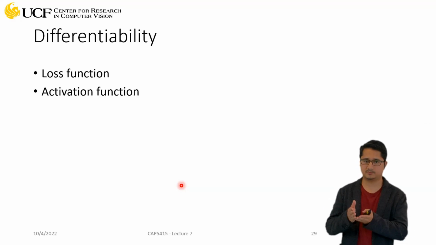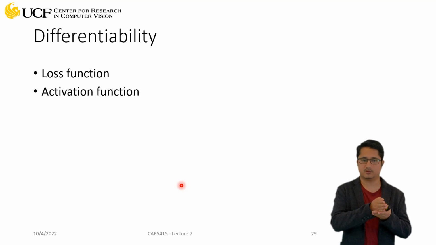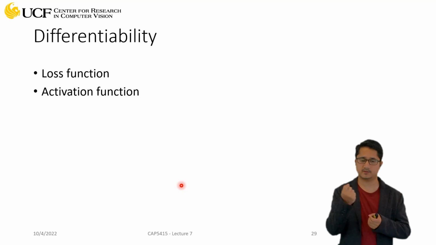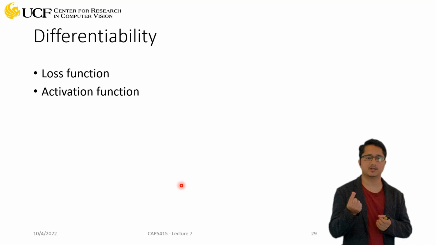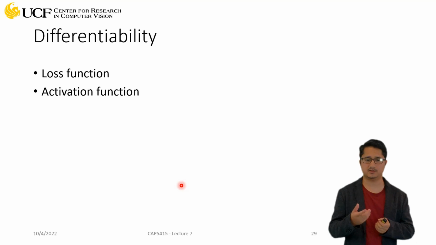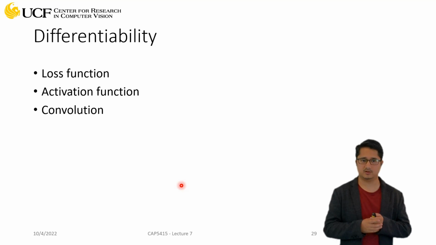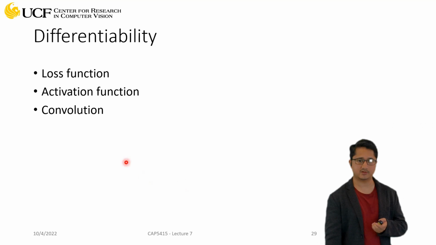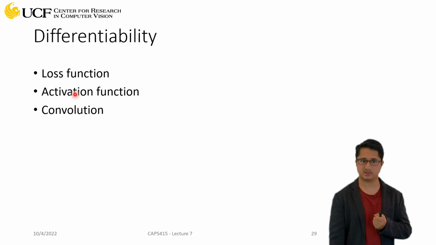Not just that, as you move further down in your network, because you are going to find the gradient of your loss with respect to those parameters, everything inside your network should be differentiable. That's the only way you will be able to find those gradients, because you can't differentiate discrete functions, right? So the activation functions in your network should be differentiable.